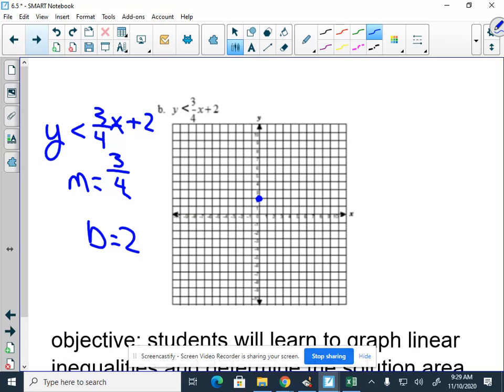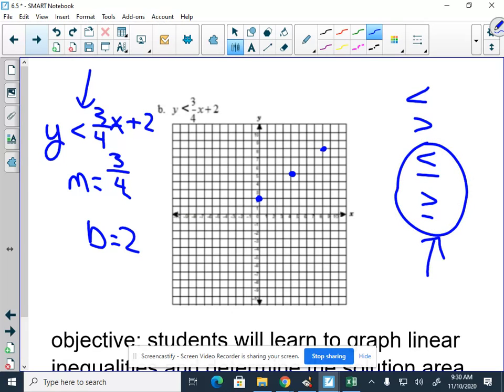We go up 3 over 4. Now we have to decide, does it have the line on it? If it doesn't have the line, you do not make a solid line when you draw this one. So notice, again, these are our options. We have less than, greater than, less than or equal to, greater than or equal to.